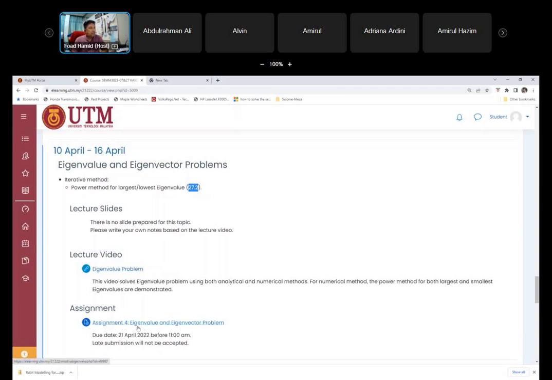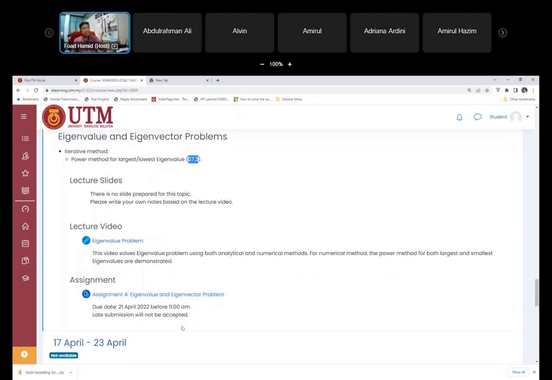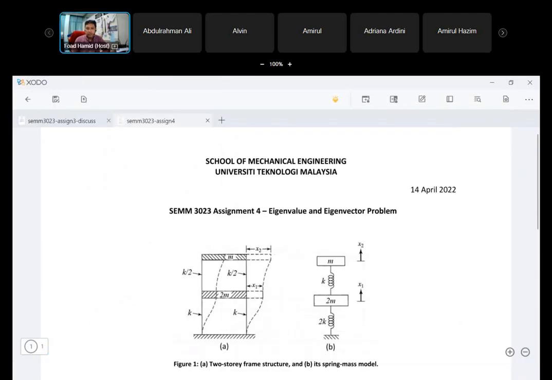And then this is your post-lecture reinforcement of understanding exercise, the eigenvalue and eigenvector problem. This is due 1 week from today, 11 a.m. Okay, and then we have our test on the 27th. So what I'm going to do today is not to talk about assignment number 4, but to talk about assignment number 3.